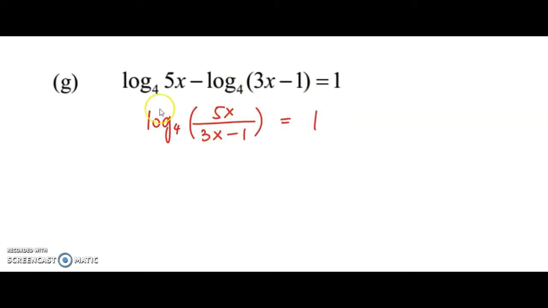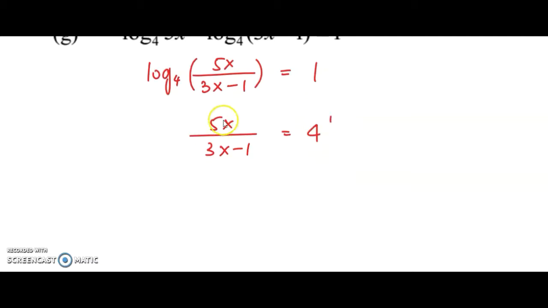So now I'm going to change this equation into the index form, that is 5x over 3x minus 1 equals to 4 power of 1. 4 power of 1, which is equal to 4. Then after that, multiply both sides by 3x minus 1. I got 4 multiplied by 3x minus 1. Then after that, expand the right hand side. I got 12x minus 4.